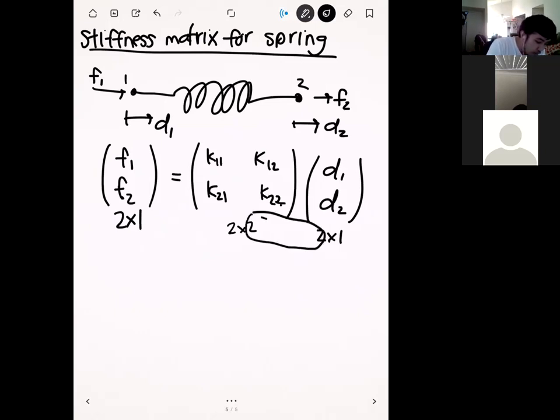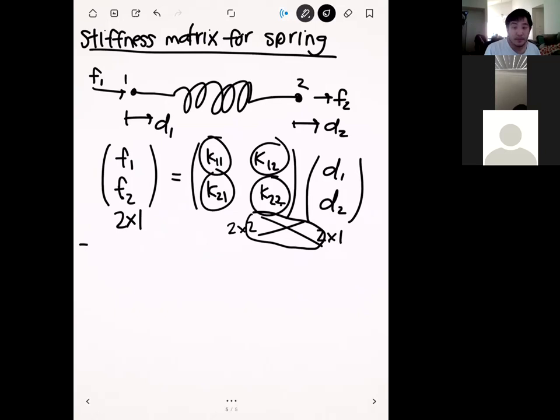Because with a 2 by 2, you cancel out these internal ones and you multiply a 2 by 2 matrix by a 2 by 1 vector and you get a 2 by 1 vector from it. Okay. And so what we're going to do is solve for what all of these constants need to be in order to satisfy this thing for a spring. Okay. So before we do that, let's make an assumption just to simplify things.